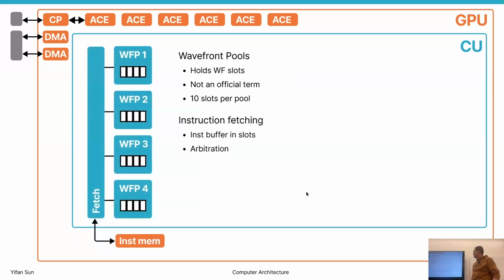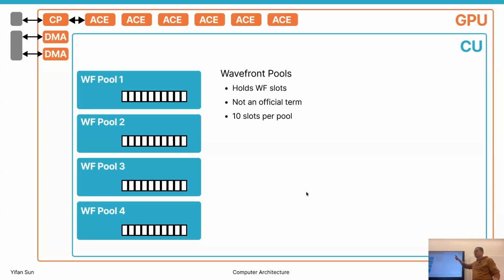Then we have wavefront pools. What is in each wavefront slot? It's basically registers that record the state of this wavefront's execution. For example, the PC register, the program counter, which points to the next instruction to be executed, then the execution mask, other state registers, and also instruction buffers, which are a group of registers that store the instructions already fetched from the instruction memory. Then we need to know what instructions to execute next.